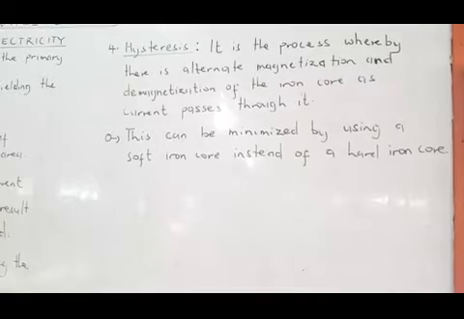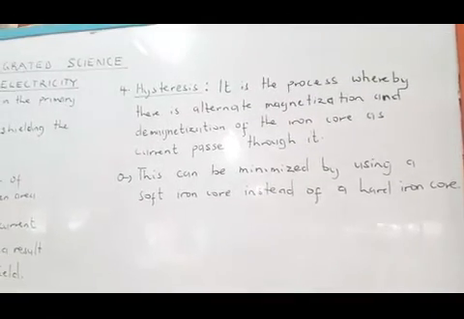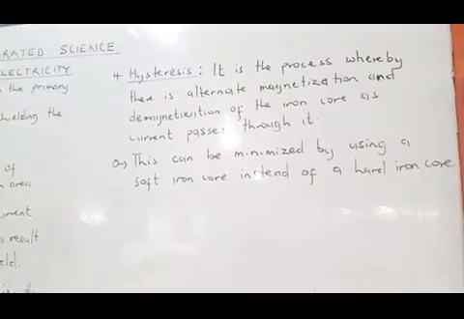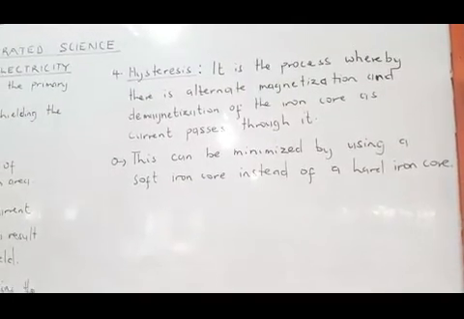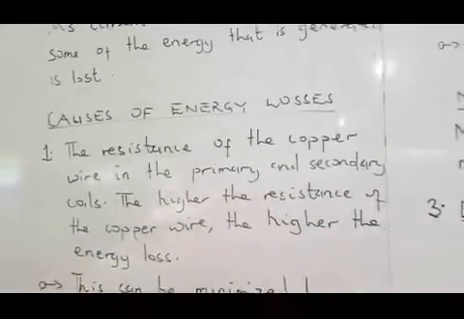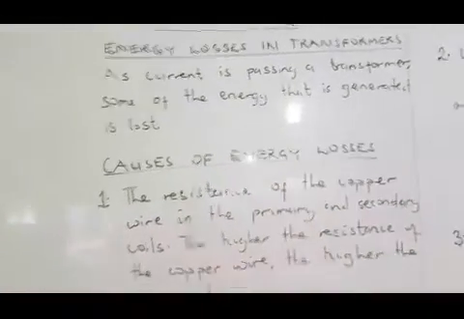Okay, so these are some of the causes of energy losses and how they can be minimized in a transformer. The first being the resistance of the copper wire.